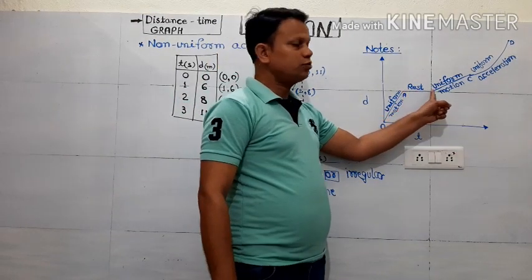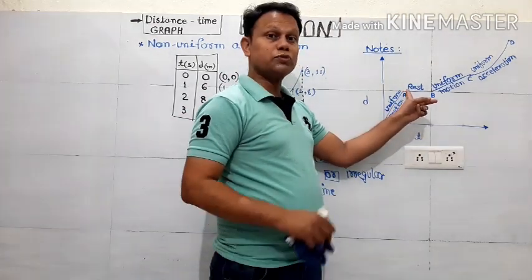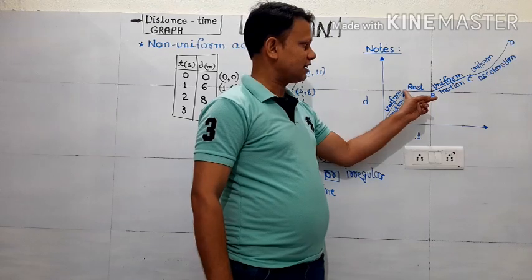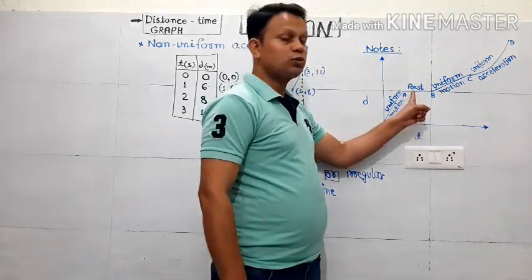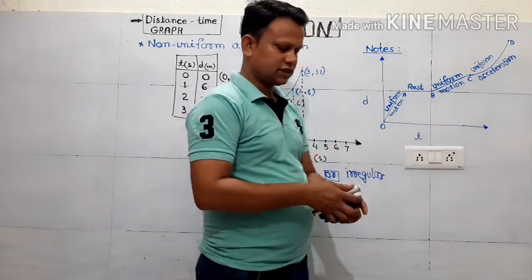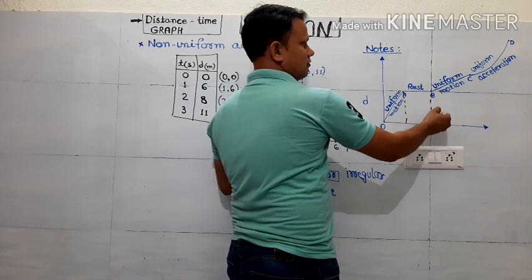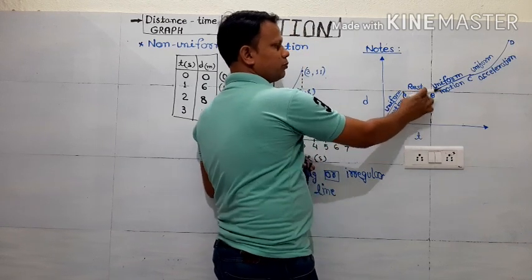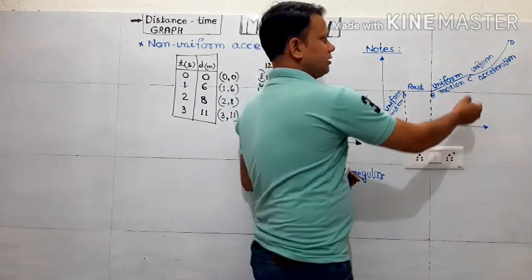After that, from A to B, the body is moving. It is being shown that the graph is moving parallel to the time axis. Parallel to the time axis means it's not changing its position. Time is passing for this interval of time, but you can see that for this interval the position is not changing. So obviously it is a situation of rest.